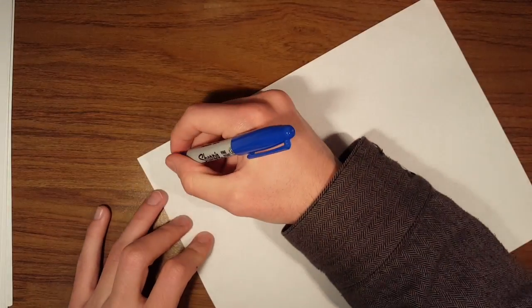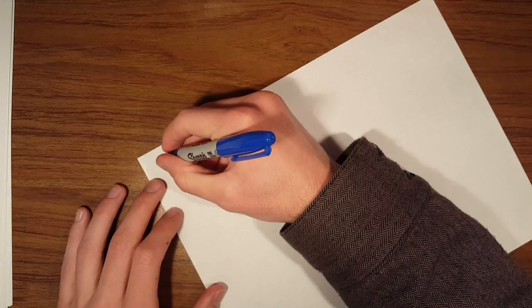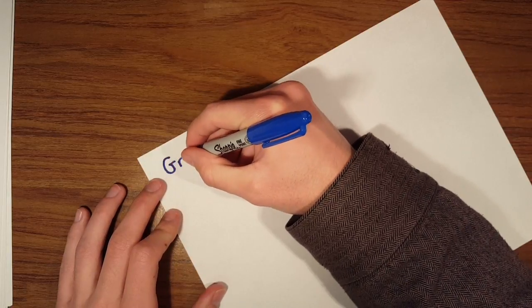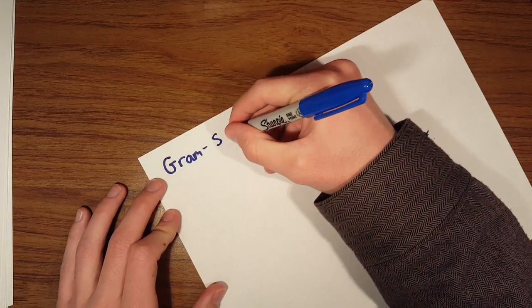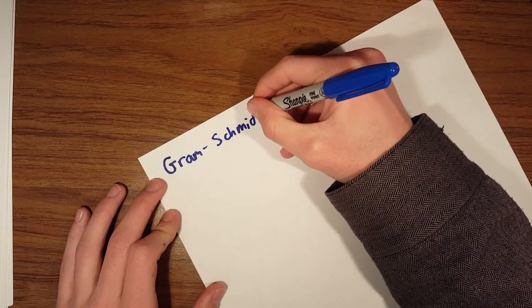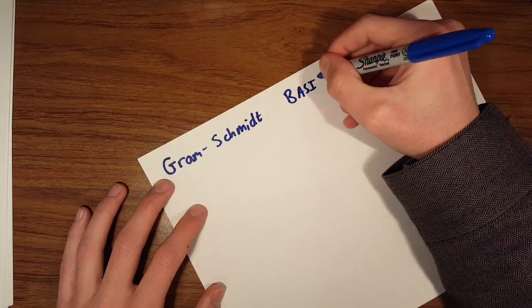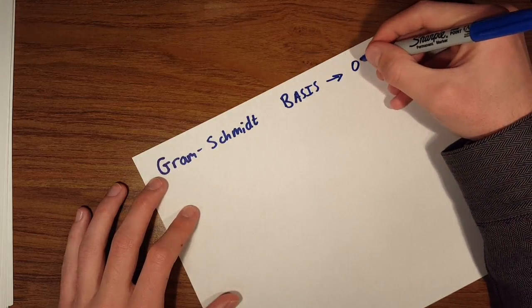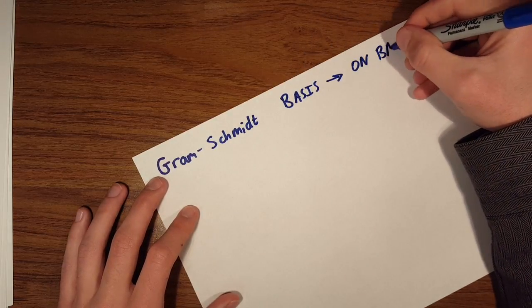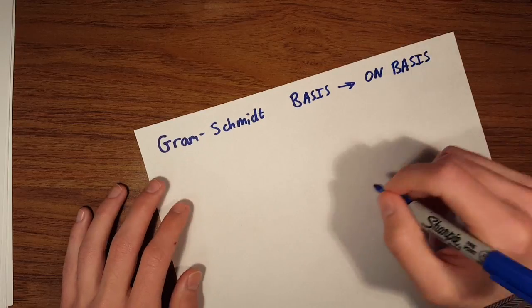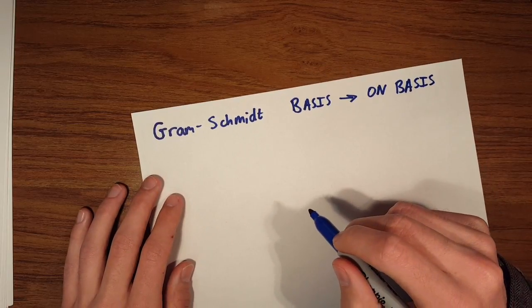In the problem sets, you're going to work through a procedure, an algorithm, called the Gram-Schmidt process, which allows you to take a basis and from it construct an orthonormal basis. And you'll see how that works in the problem set.